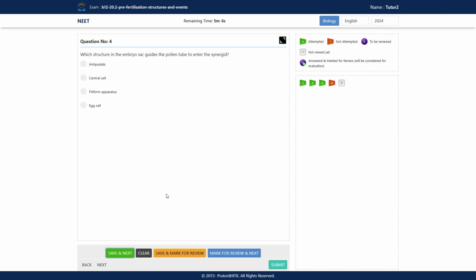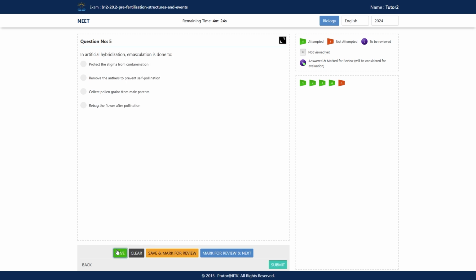In the synergid cells, there are some outgrowths, finger-like projections. That is the cell wall growth, and that is responsible for guiding the pollen tube to enter inside the synergid, and it also receives all the content from the pollen tube. That particular structure is called the filiform apparatus. It is not the antipodal cell, not the central cell, not the egg cell. It is the filiform apparatus. So we will opt for this, save and move to the next question.